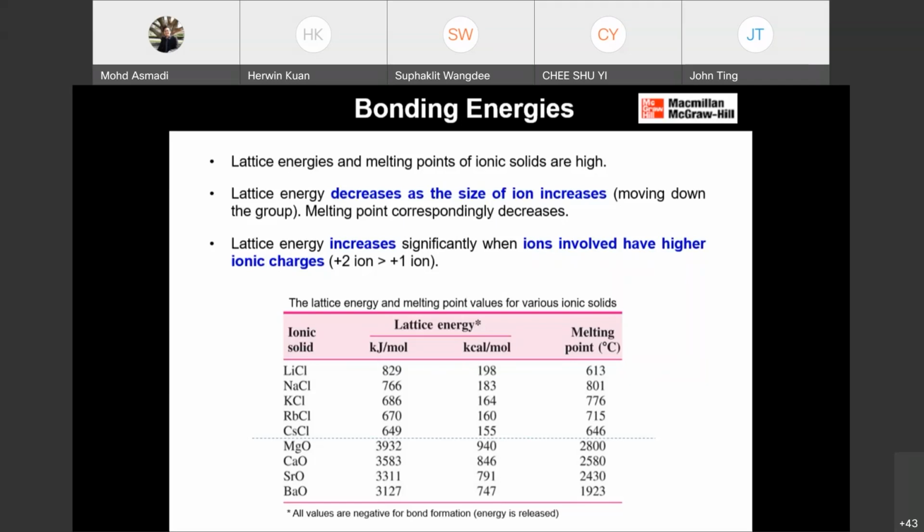Lattice energy increases significantly when the ions involved have higher ionic charge, like +2 much higher than +1. If you look here, we compare with magnesium, even just comparing the melting. We need a high temperature to melt magnesium oxide as compared with lithium or other metals. So that's important.